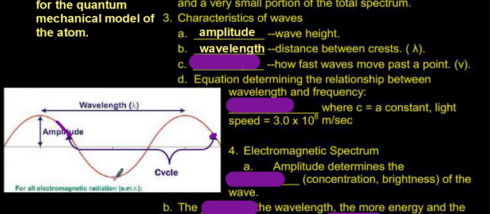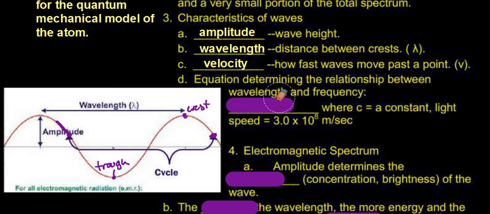It doesn't have to be trough, which is this guy down here. This would be a trough. This point right here is a crest. Okay. It doesn't have to be crest to crest. It doesn't have to be trough to trough. It can be any two corresponding parts of the wave.